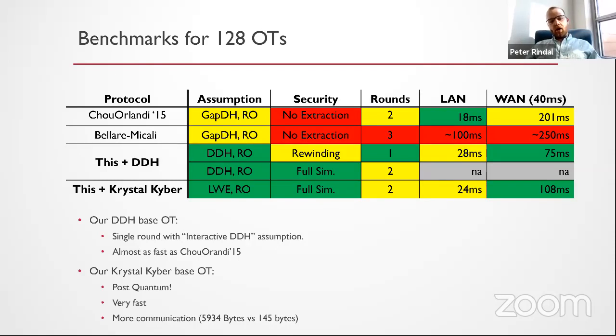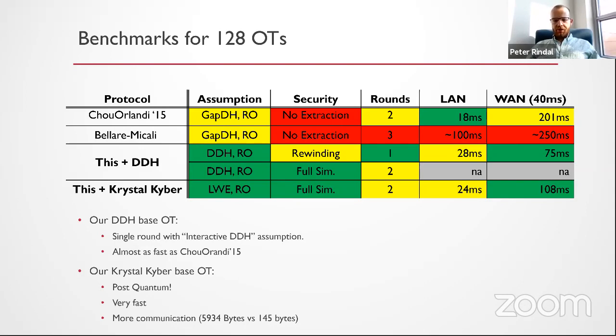You can see that our constructions are from standard assumptions, such as DDH and the random oracle. If we allow rewinding, the standalone security notion, then we can achieve 1 round of communication. When we're in the LAN network, this ends up paying dividends in that we can get much better latency. But if you use standard assumptions and no rewinding, then we require 2 rounds of communication.